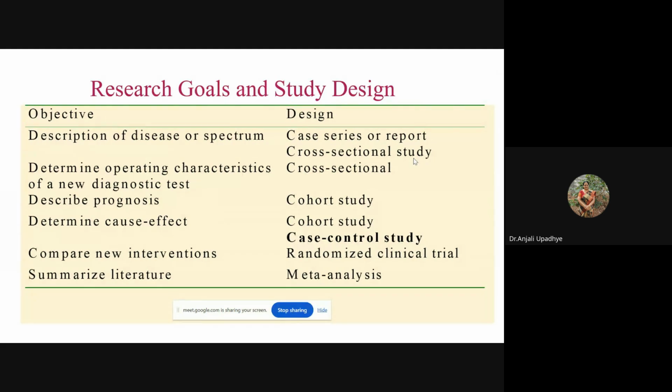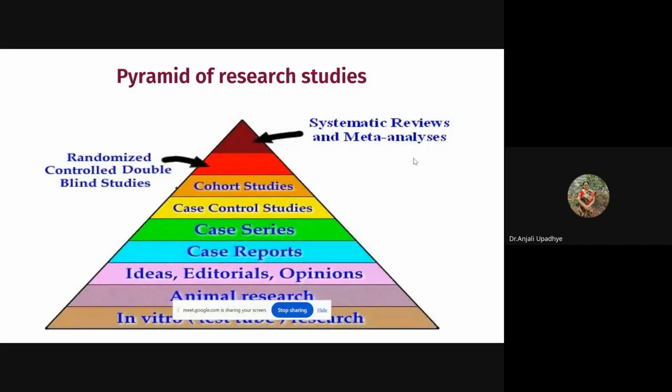Second one, determining the operating characteristics of a new diagnostic test is also cross-sectional, but describing the prognosis of it is a cohort study. Determining the cause and effect relationship is again a cohort study. Or suppose I want to compare a new intervention or conduct a new clinical trial, it is a randomized clinical trial. Summarizing all these literatures, whatever research design you have used, whether descriptive, analytical or experimental, when many studies have been done on one topic, we summarize the literature with a meta-analysis.